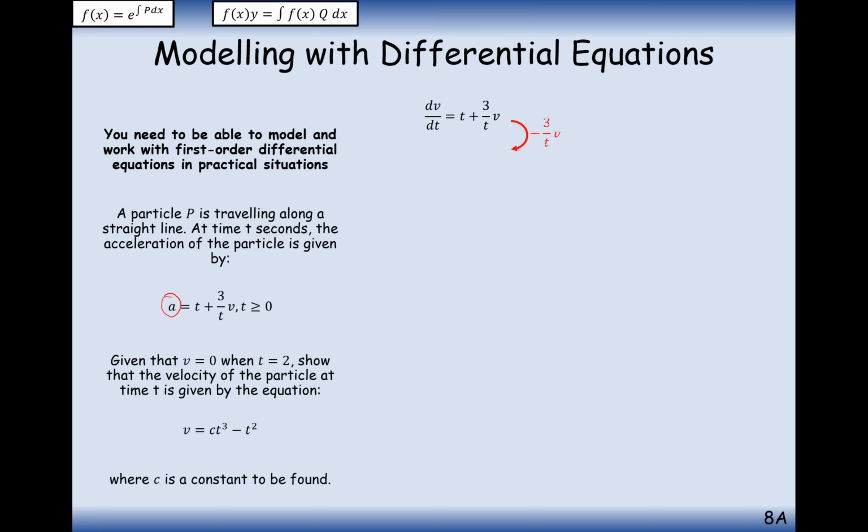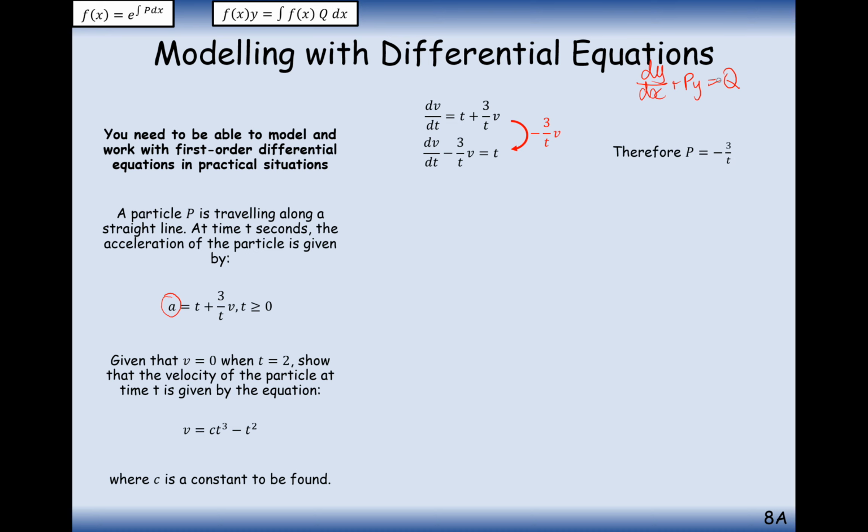And then I'm going to move the 3 over t times v onto the other side. So now it looks a little bit like a first order differential equation. It looks a little bit like dy by dx plus py equals q, where y is representing v and x is representing t. There's some function of t in front of the v, and then there's some function of t at the back. So it looks just like a first order differential equation of this type of form.